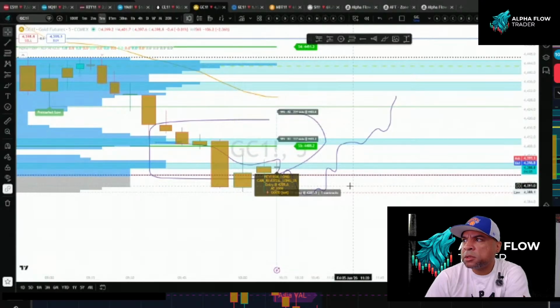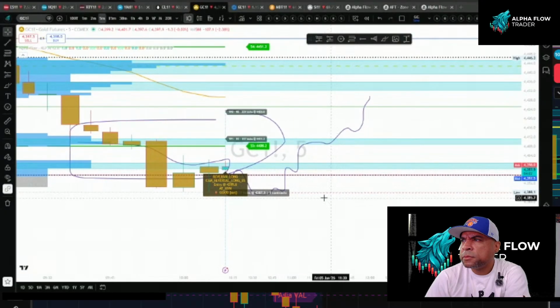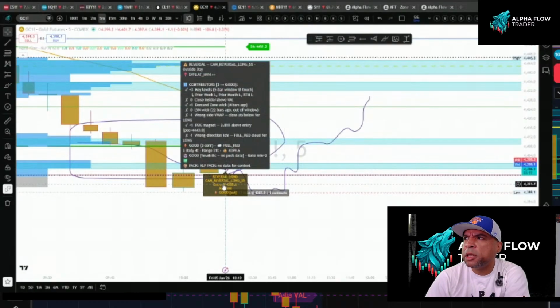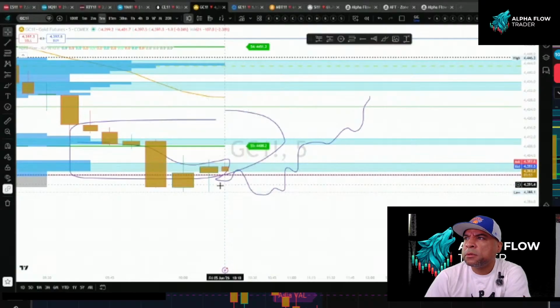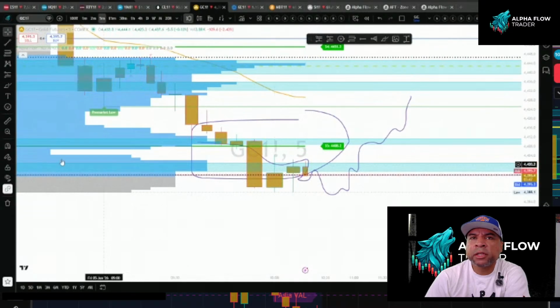How many ticks? I want to say that's 17 ticks. It's hard to read with this label covering the tick amount. All right, but it went away as the candle is continuing bearish at the moment.